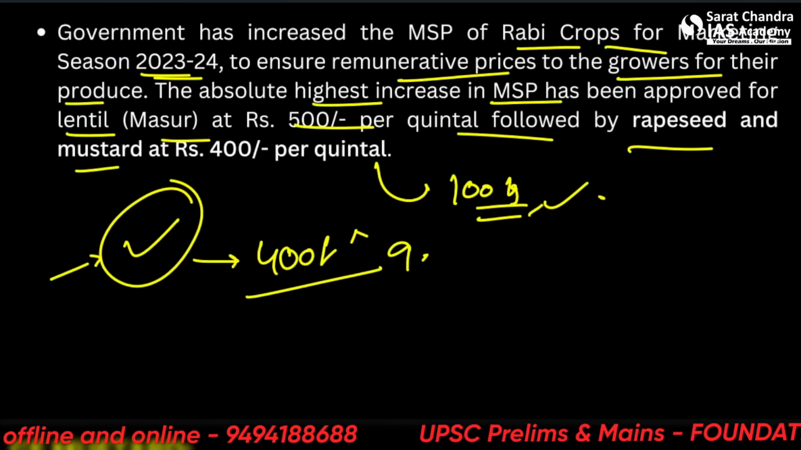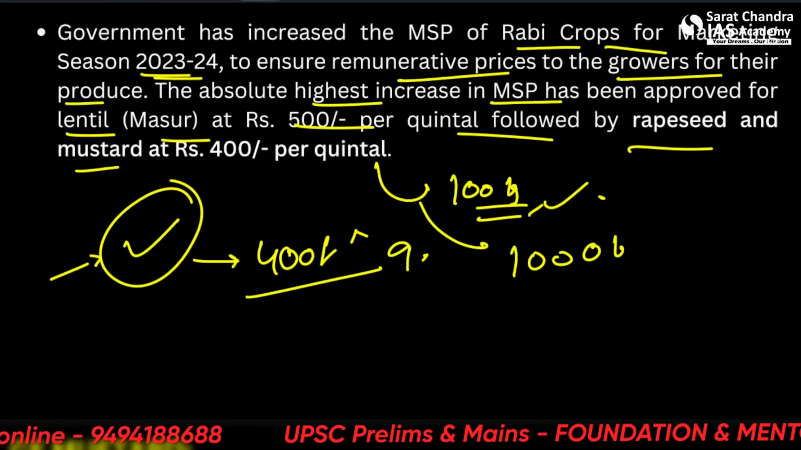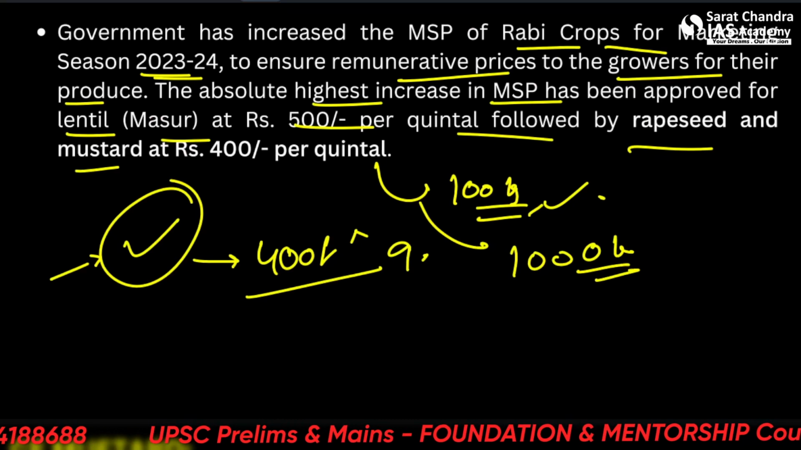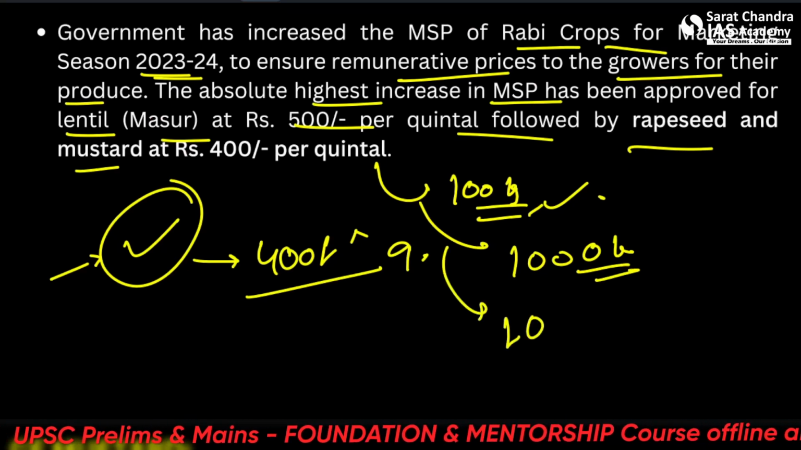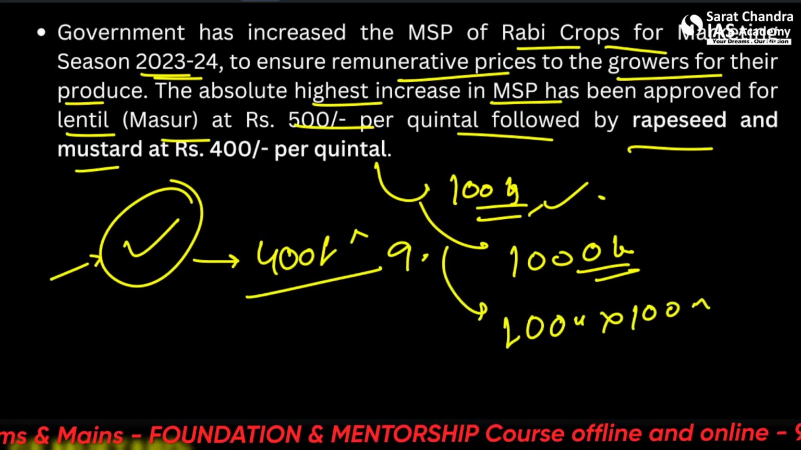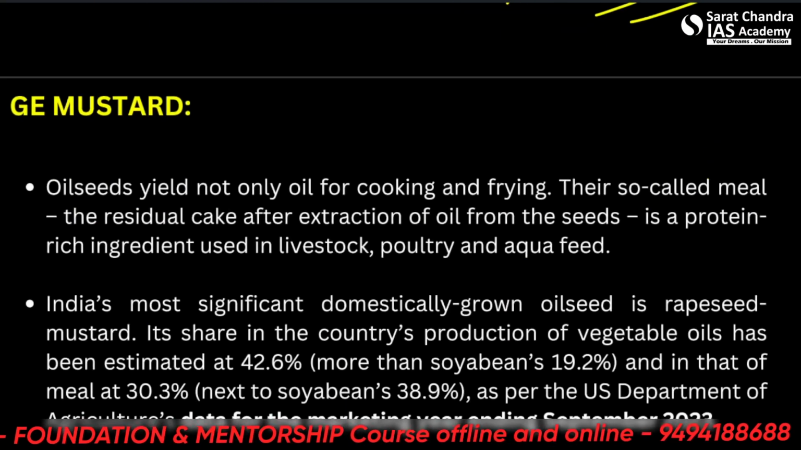All right. One thing you remember, a ton means 1000 kg. Please remember the units that are used in the Indian agriculture system, especially hectare, that means 100 meter by 100 meter area. Okay, let's come to the GE mustard now.